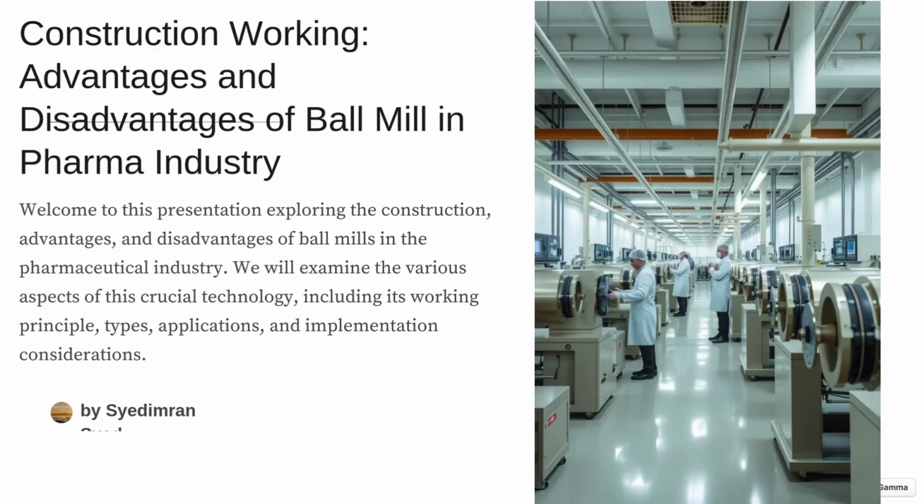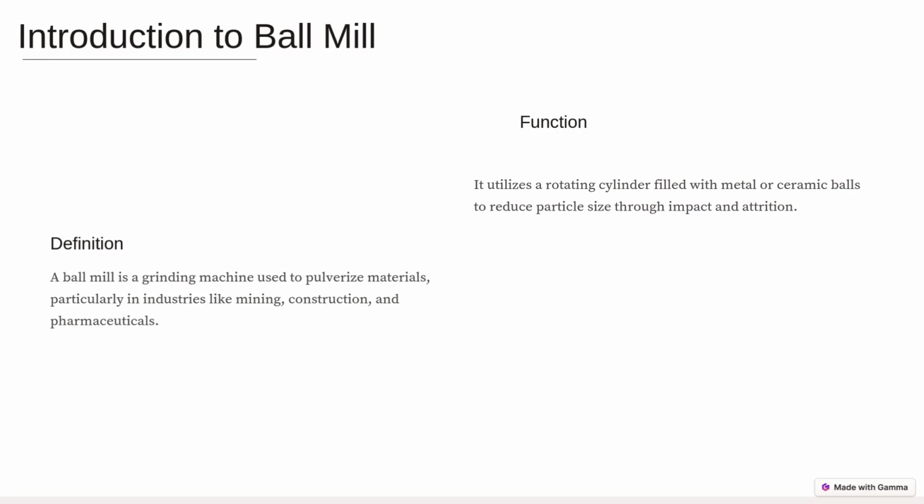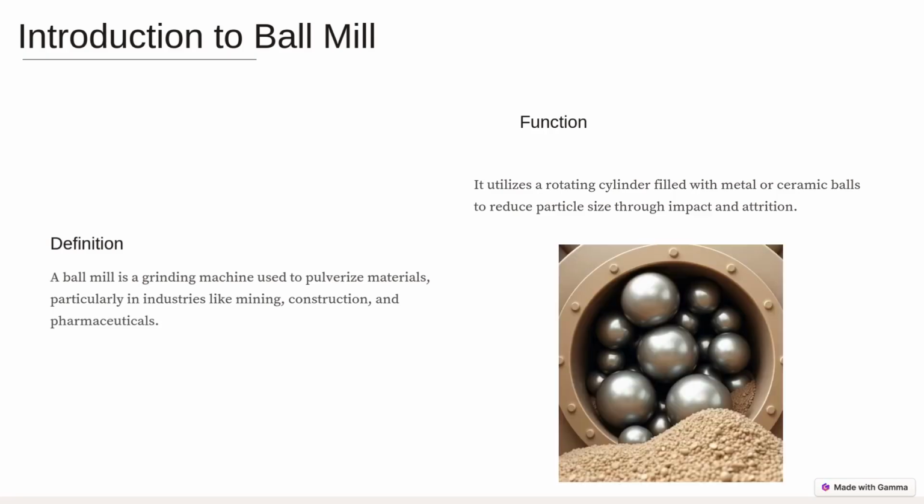In this video we are going to deal with the new topic called construction, working, advantages and disadvantages, and applications of the ball mill in the pharma industry. Let us proceed with the definition of the ball mill. It is a grinding machine which is used to pulverize materials, particularly in industries like mining, construction and pharmaceuticals. Function: it utilizes a rotating cylinder which is filled with metal or ceramic balls to reduce the particle size through impact or attrition mechanism.